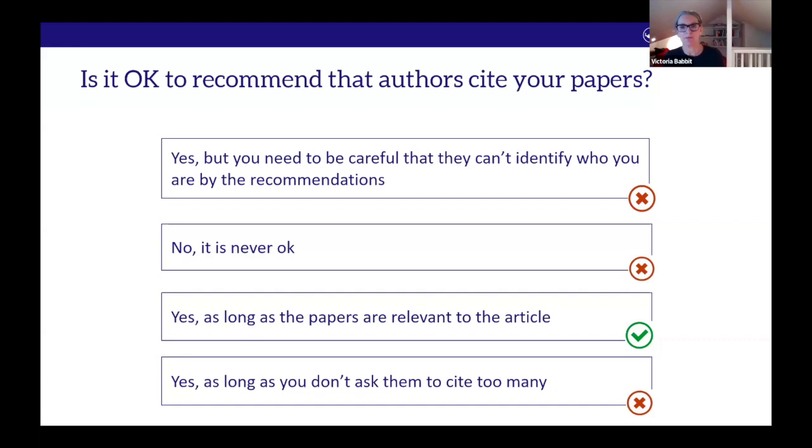It is okay to recommend that the authors cite your article, but only if it's relevant and will strengthen the paper. You've been chosen to review the paper because you are an expert in that area. So there's a good chance that you might have a paper that should be cited. But really consider before suggesting it. You don't want to recommend that they cite your paper just to increase your H index. It really should be strengthening that paper in some way.